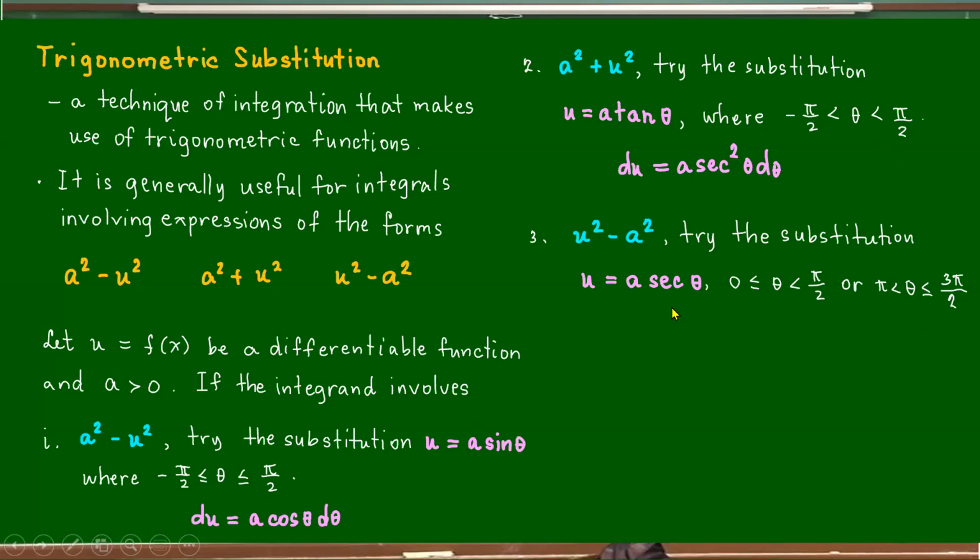So that's the reason why these restrictions are provided. In solving integrals by trigonometric substitution, you don't need to put these restrictions. Understood that these are what we're going to employ, okay? So let us have particular examples. By the way, the differential of u for the third is a secant theta tangent theta d theta.